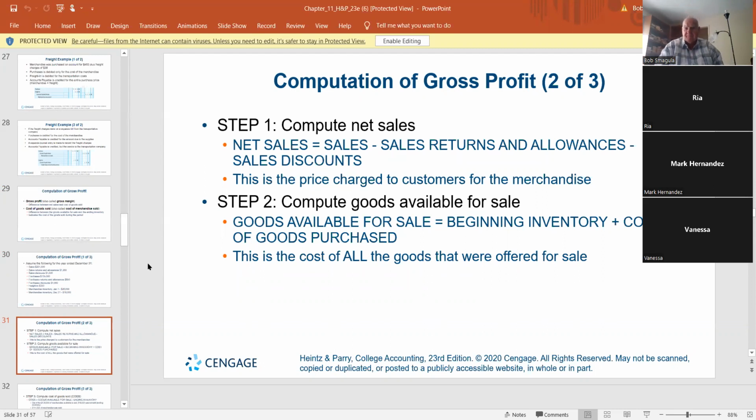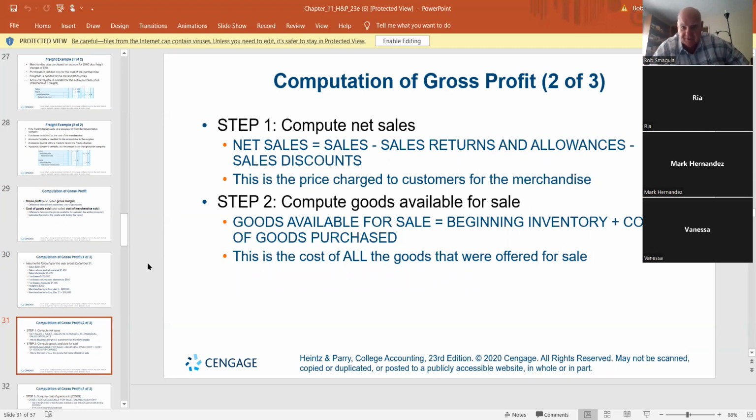The beginning inventory, you had $10,000. You purchased $90,000 worth of stuff during the month. 90 and 10, that's 100,000 available. That's the most you could have sold that month. 100,000, that's what was available. At the end of the month, we're going to count the inventory and figure out what we sold, what we didn't. But the goods available is your beginning inventory plus the goods purchased. And you're going to be seeing that a lot for the rest of the class. This is the cost of all the goods that were offered for sale, okay?